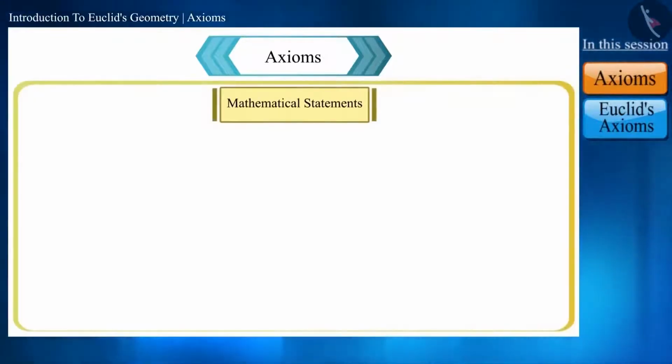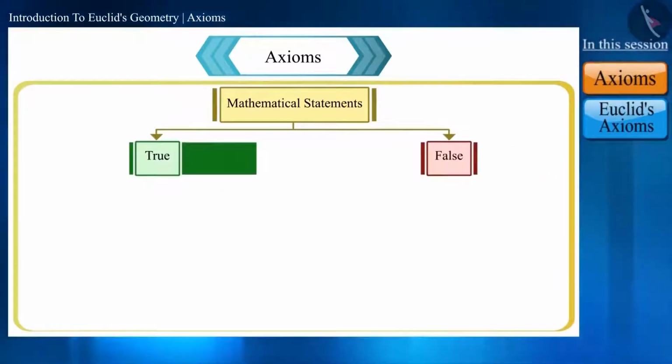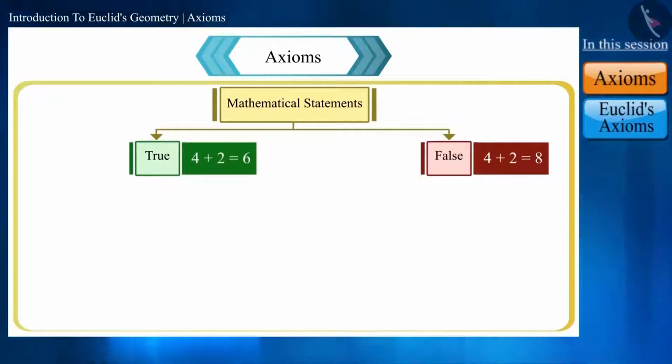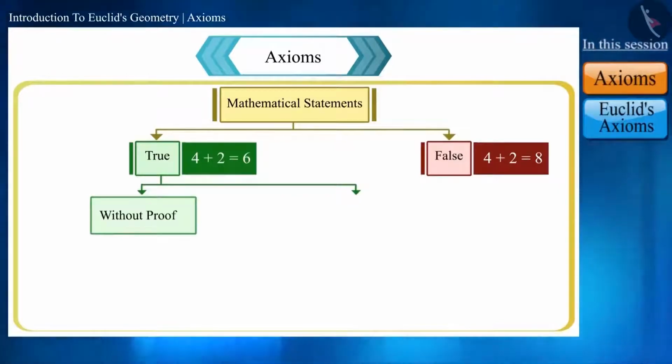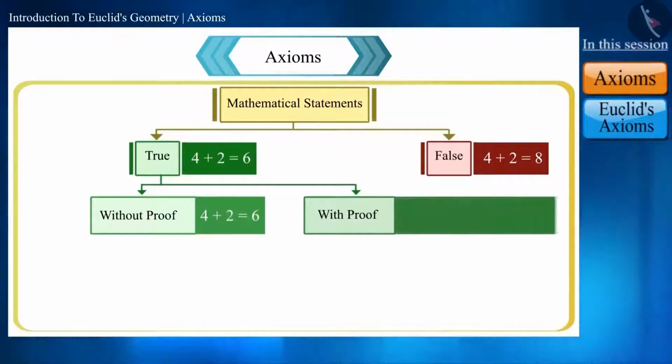But in mathematics, there are only two types of statements. Either they are completely true or false, such as 4 plus 2 equals 6. This is always true. And 4 plus 2 equals 8. This is always false. There are also two classes of true statements. First, that is assumed to be true without proving, that is universal truths, such as we saw, 4 plus 2 equals 6. And the second, which is proved by evidence. For example, the square root of 2 is an irrational number.